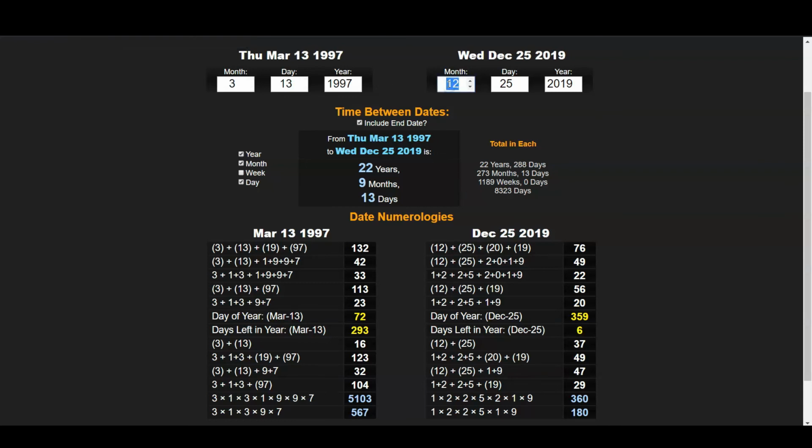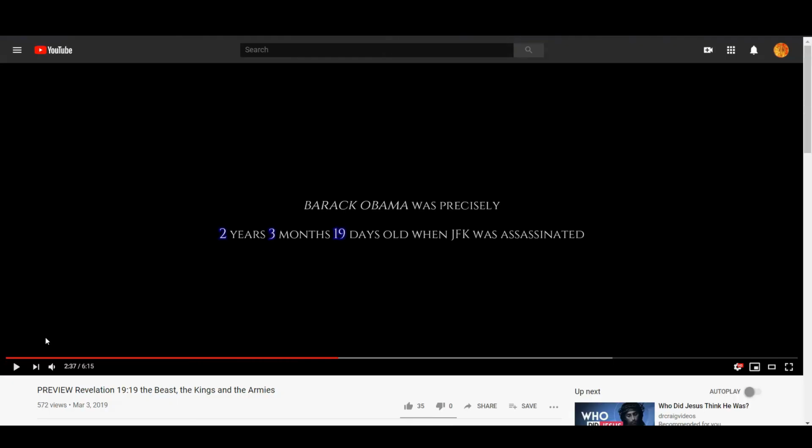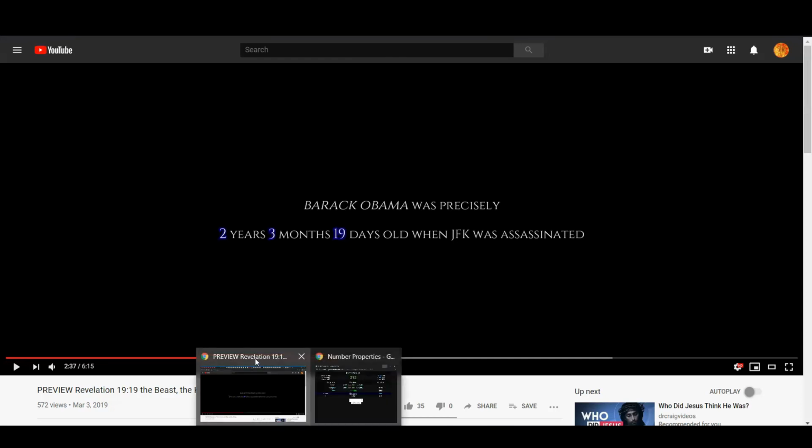Now we're going to look at this in relation to March 31st, 2020. You can see here it's 23 years and 19 days. And this 2319 is all about the alien invasion code, and it's also related to presidential assassination. This preview of Revelation 19:19 is all about the 2319. I did that video in March of this year. This is all about the 2319, how important it is to the Revelation rituals that we're seeing here.